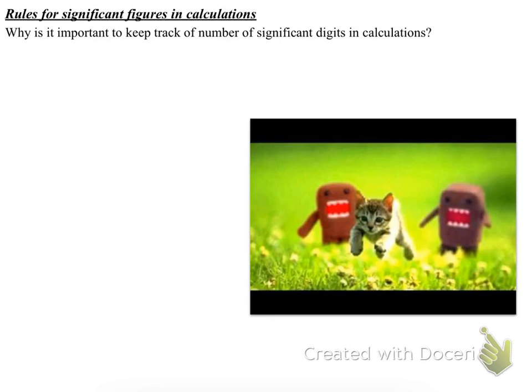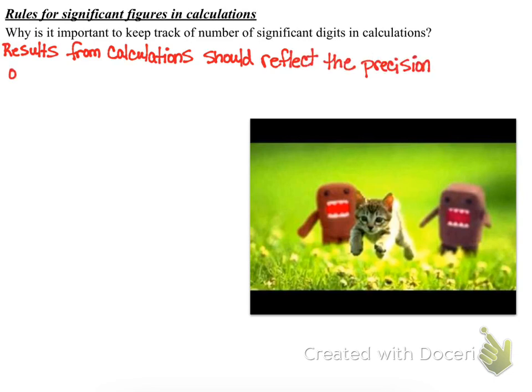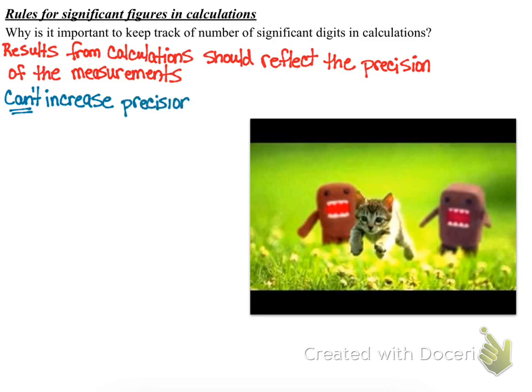So, rules for sig figs in calculations. Now we're going to combine these two ideas, sig figs and calculations. It's important to keep track of sig figs because when you calculate, the answer should reflect the precision of the measurements that went into the calculation. You cannot increase precision by plugging a number into a calculator.